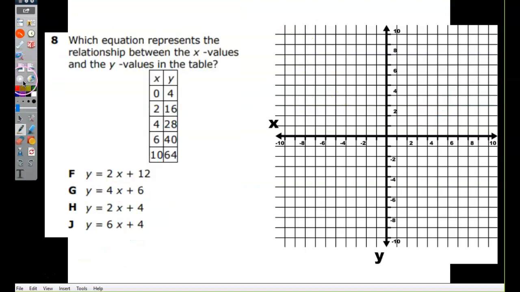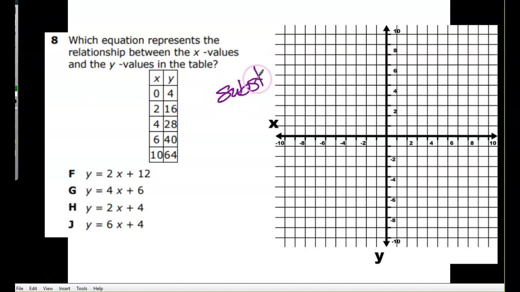Let's see what number 8 has. Oh, look at that. Number 8, I got a data table. That means that straight up, let's just use the good old-fashioned substitution trick. No reason to break out hard math whenever we know we're getting the answer. So that means I've got an in and out. I can substitute x for 0, and I should get 4 for y.